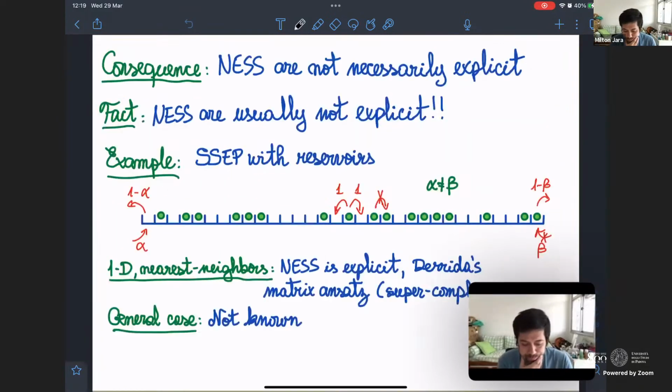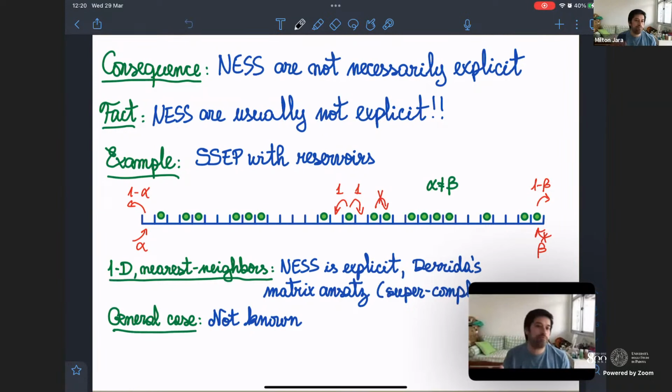As I was saying, this theorem about cycles tells you that we can identify whether a system is non-reversible without really knowing its invariant measure, which is a very nice thing. And so the consequence of that theorem is that non-equilibrium stationary states are not necessarily explicitly known.